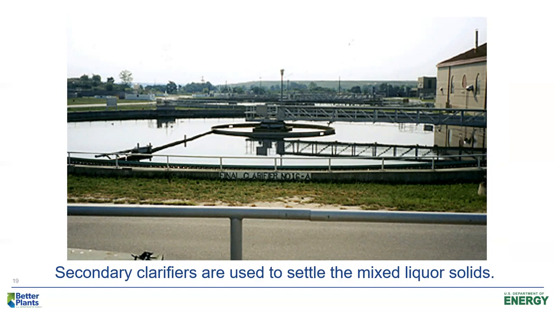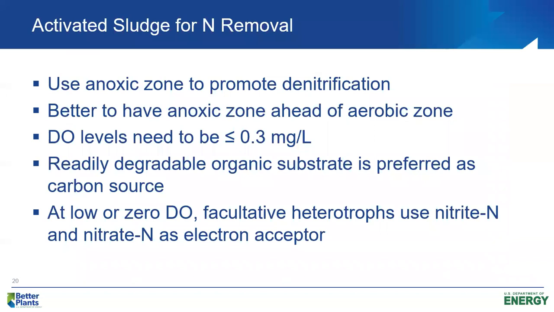and we can produce a high quality effluent. Again, we can use the activated sludge process for nitrogen removal. And there we need to make sure that the dissolved oxygen concentration is less than 0.3 milligrams per liter. Because if the dissolved oxygen concentration is over 0.3 milligrams per liter, the facultative bacteria in the wastewater are going to operate in the aerobic mode. And again, facultative bacteria can operate in the aerobic mode, the anoxic mode, or the anaerobic mode, and we manipulate the oxygen level to achieve the desired metabolism.